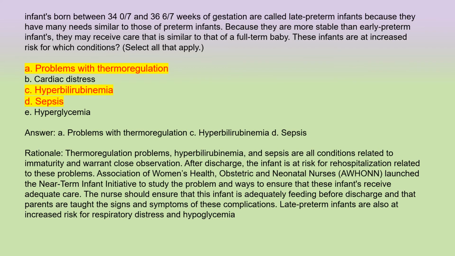Answer. A. Problems with thermoregulation. C. Hyperbilirubinemia. D. Sepsis. Rationale. Thermoregulation problems, hyperbilirubinemia, and sepsis are all conditions related to immaturity and warrant close observation. After discharge, the infant is at risk for rehospitalization related to these problems.